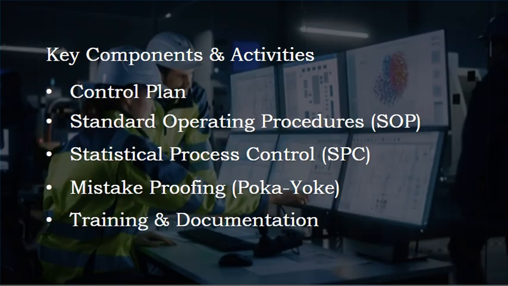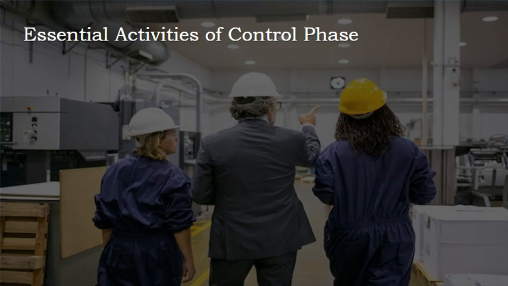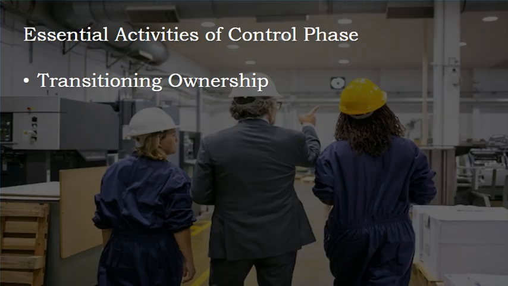And training and documentation, ensuring that all personnel involved are trained on the new standards and procedures. Personnel must be monitored to ensure they understand and adhere to the guidelines. The essential activities of the control phase include transitioning ownership, handing over the improved process to the operational team. This transition must be systematic and include training and support.